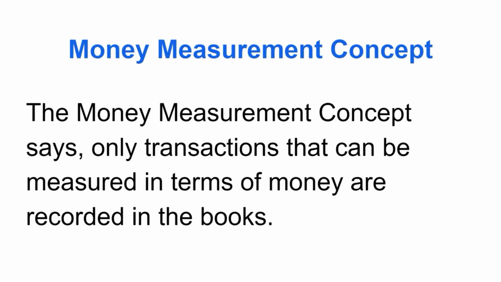Money measurement concept. The money measurement concept says only transactions that can be measured in terms of money are recorded in the books. This means that only money or money's worth are recorded into the business. If you have a team of amazing employees, that is great, but unless you pay salaries or bonuses, it won't appear in the accounting records.